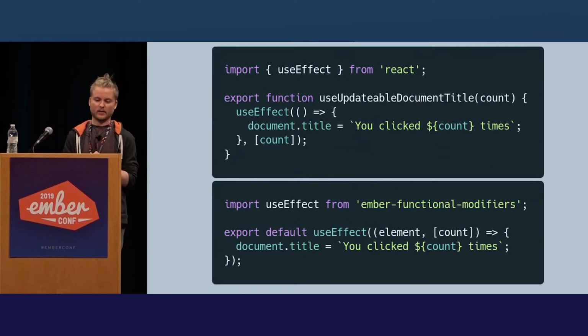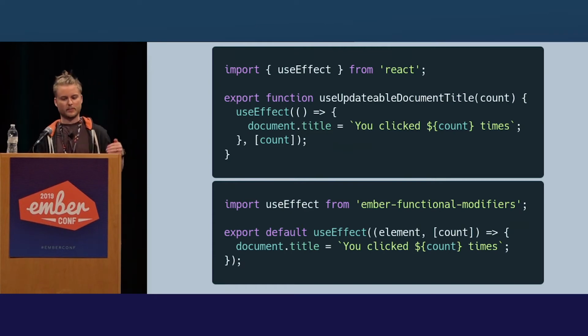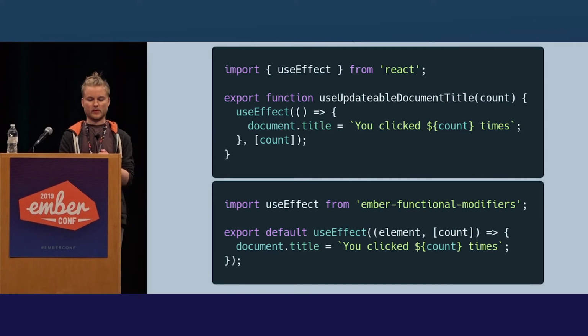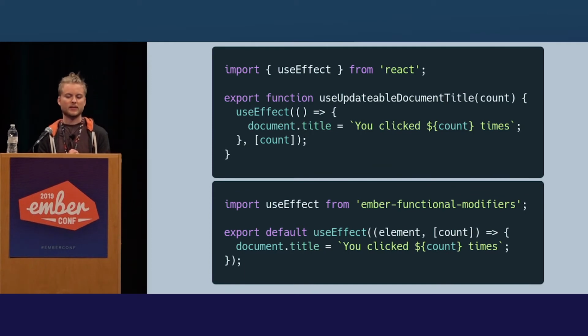So for the document title changing, both of these, React top and Ember on the bottom, are comparatively simple. The main difference here is that React requires that the dependencies be explicitly called out for cache busting purposes, or else an update will not happen.